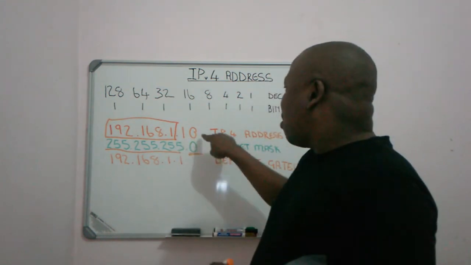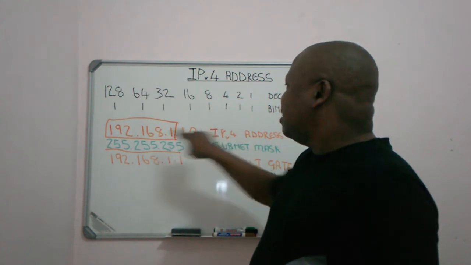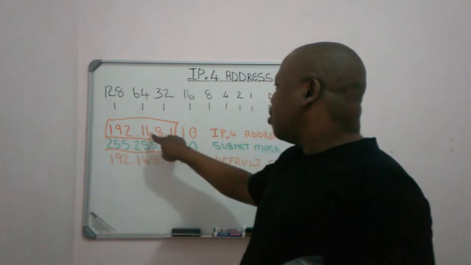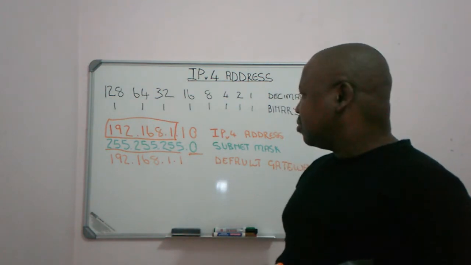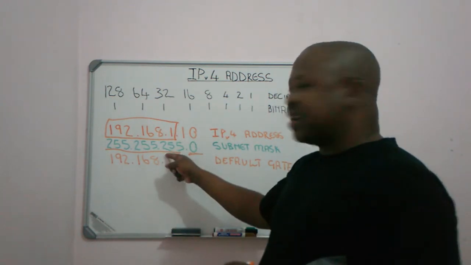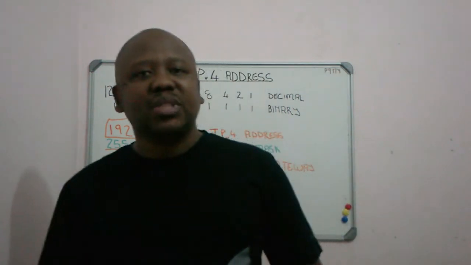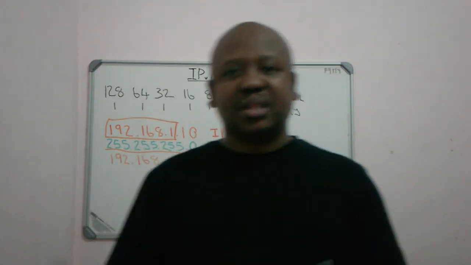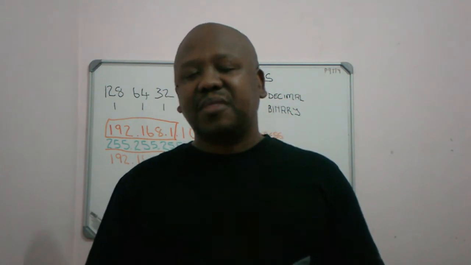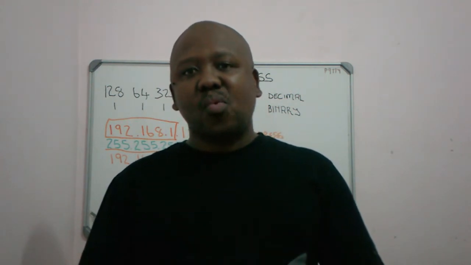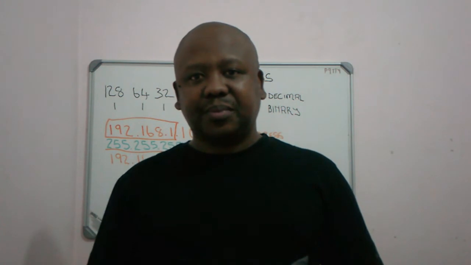And we have host 10 in network 192.168.1.0. This subnet mask accommodates 254 hosts. You can have up to 254 hosts with this subnet mask.